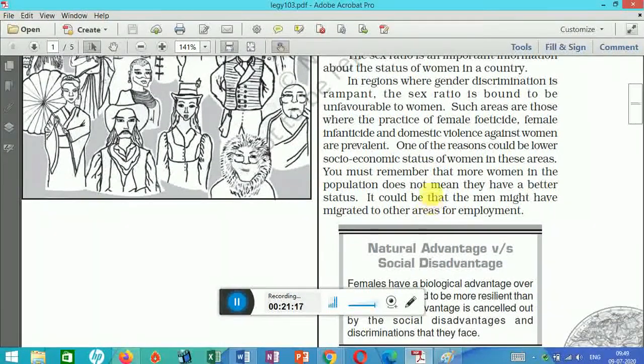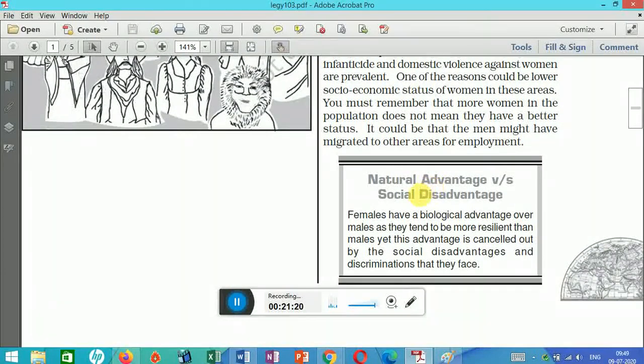Okay, then next here we have in the box one very important piece of information: natural advantage versus social disadvantage. Let us read. Females have a biological advantage over the males as they tend to be more resilient than the male, yet this advantage is cancelled out by the social disadvantages and discriminations they face. So it means that the IQ level of females is higher than the males.